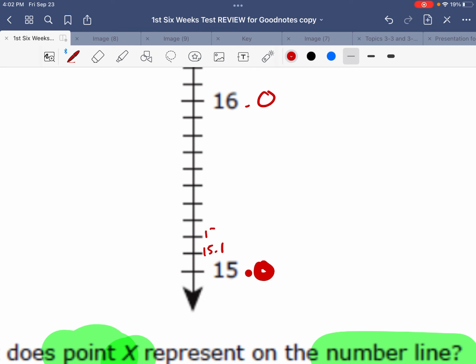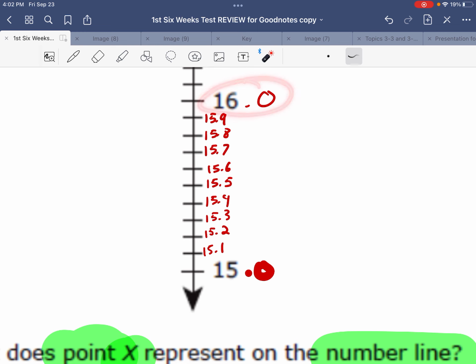15.1, 15.2, 15.3, 15.4, 15.5, 15.6, 15.7, 15.8, 15.9, and then it becomes 16.0.